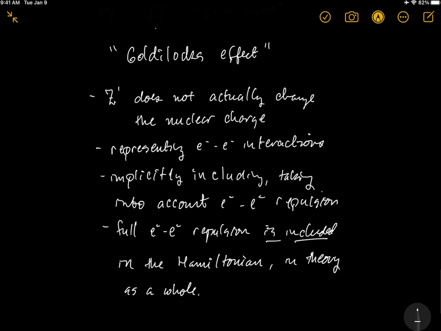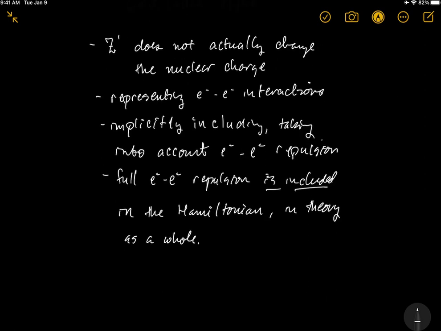Okay, and so we've included electron-electron repulsion in this model in an approximate way, but it's in there. And we have sort of solved the helium atom problem. However, we've ignored electron spin.